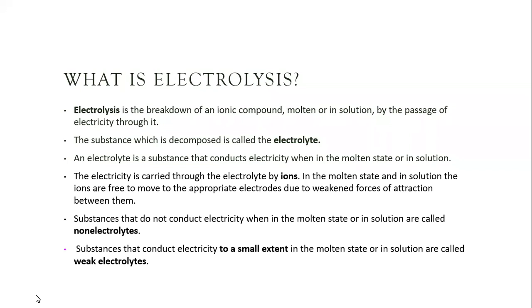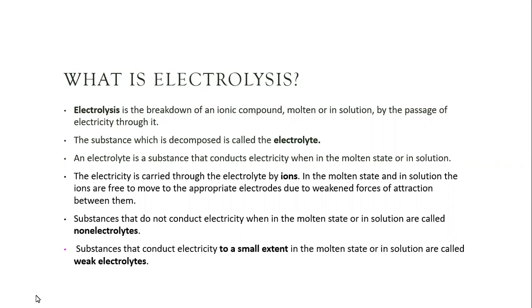Because we're trying to break down the ionic compound, the ions have to be free to move, right? If they're in a solid state, they are just held together tightly. They're fixed in their position. They're not free to move. So that is why they need to be in a molten or liquid or solution state, so that the ions are free to move and we can perform the process of electrolysis.